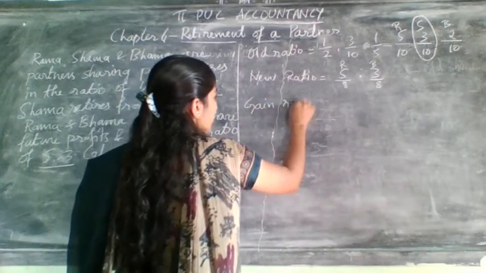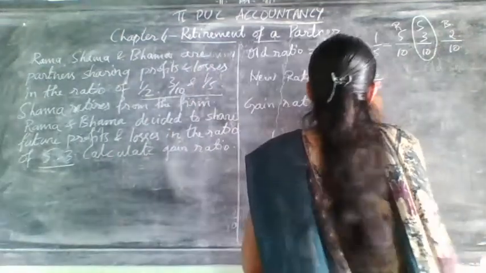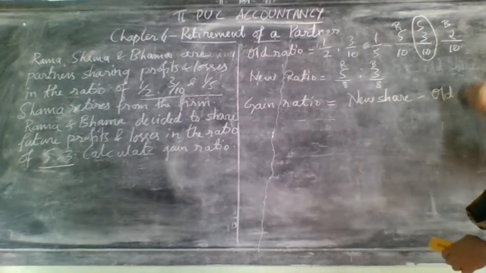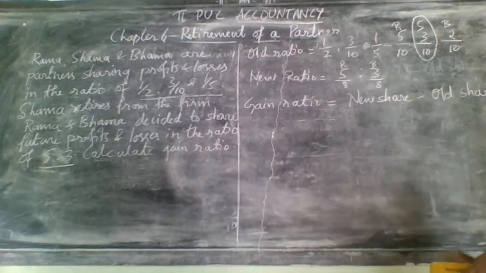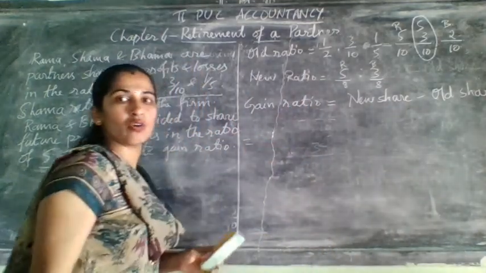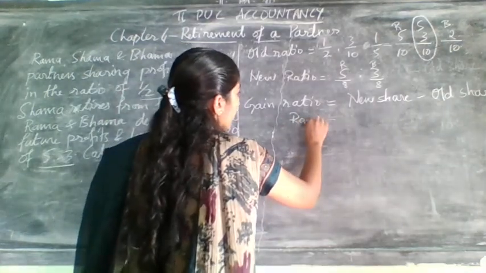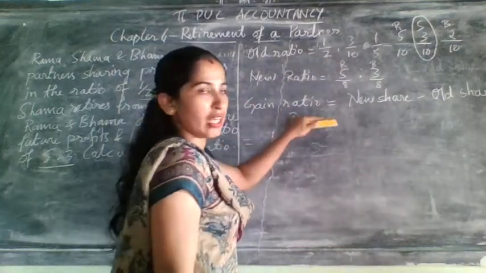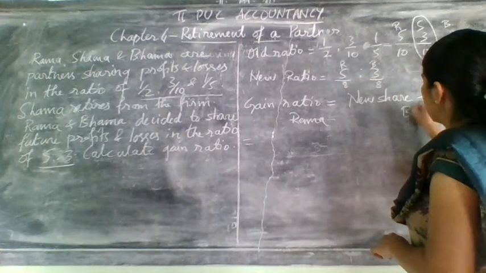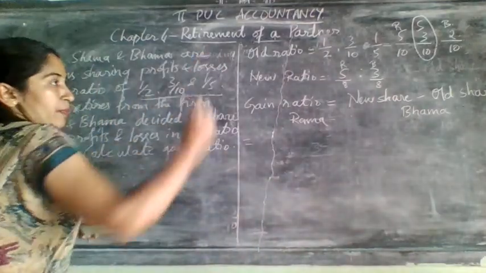After that, write the formula. Gain ratio is equal to new share minus old share. New share minus old share. Okay. Now write their partners' names. Who are the partners now? Take only the remaining partners' names. Remaining partners are Rama, because they are the only ones remaining in the partnership firm. So Rama. Next, take Bama. Okay, who is retiring? Shama. The middle person is retiring.